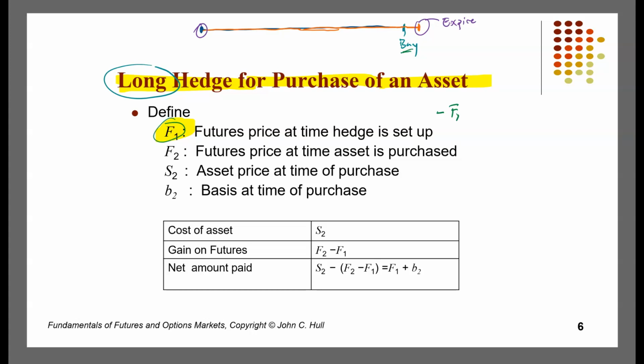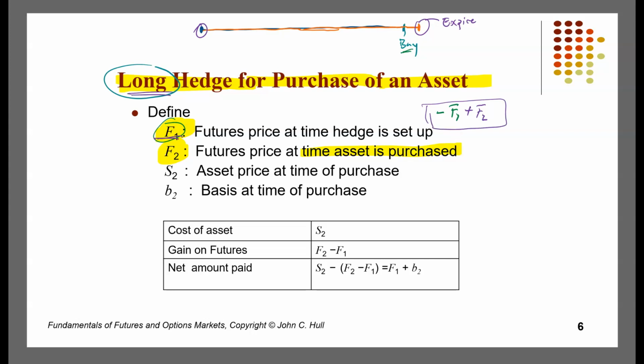Now, we are closing out the contract before expiration, and at the time at which we're closing out the contract, which is the time at which we are purchasing the asset, the futures price is F2. So that futures price is going to be F2. Our long hedge says we're going to spend that much money. Our short position to close out the contract is going to be plus F2. What this does is it closes out my contract.